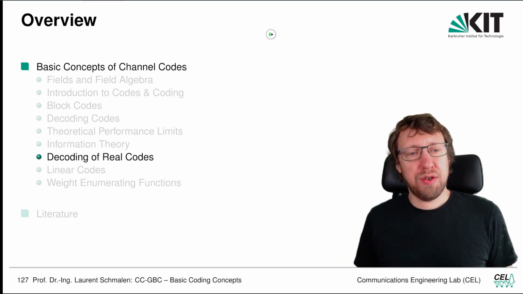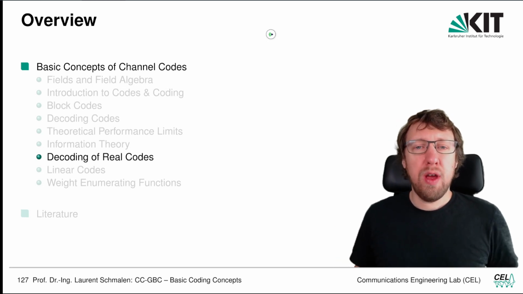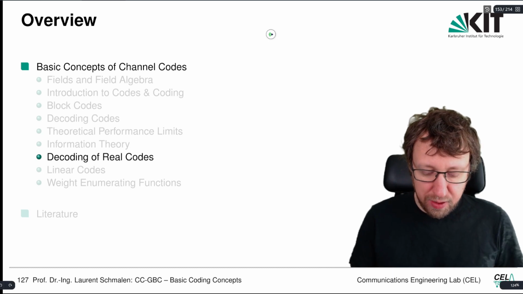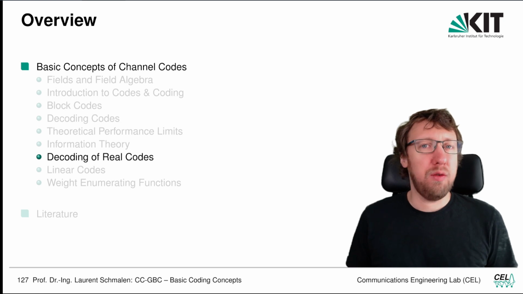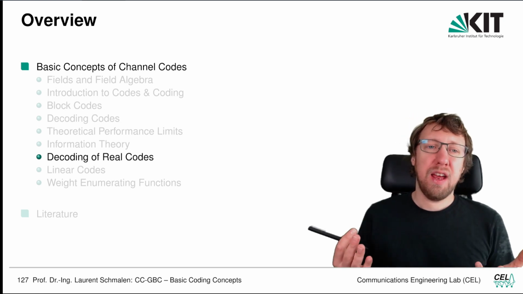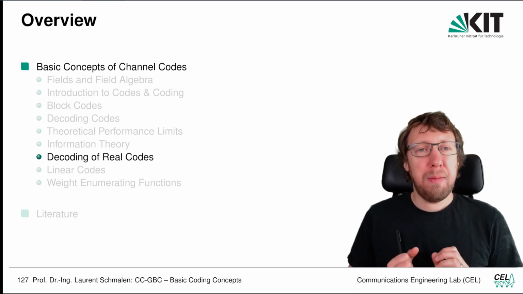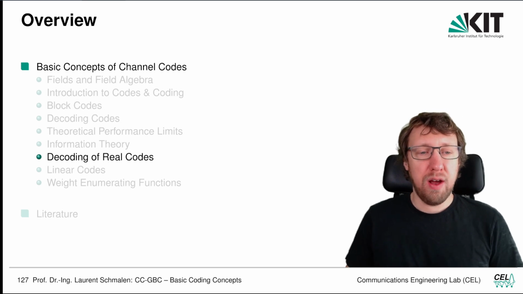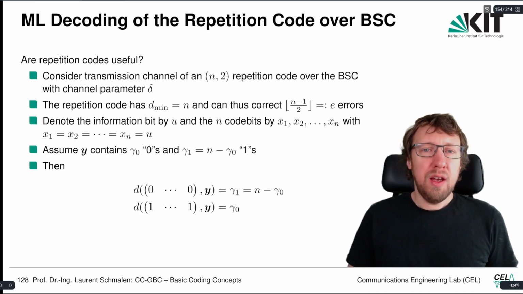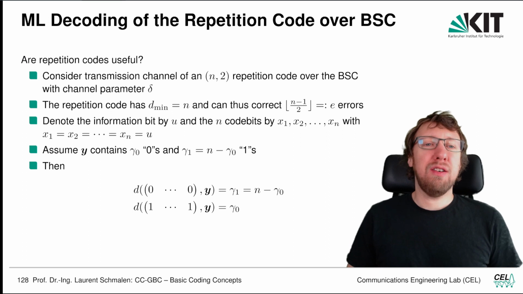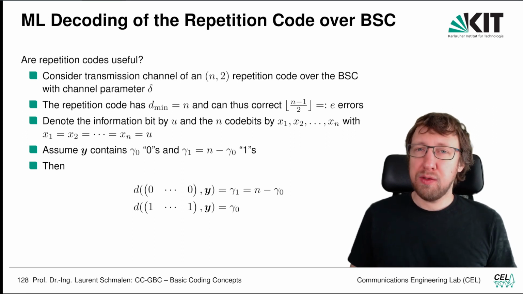So after this excursion to information theory, we are now going to look at the decoding of some real codes, meaning not of random codes that we have constructed in a kind of Gedankenexperiment, but codes that we encounter. And we're going to use some very simple code to start with, the repetition code. So therefore, we ask ourselves the question, are repetition codes useful?